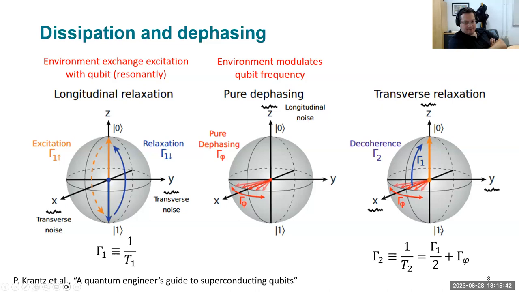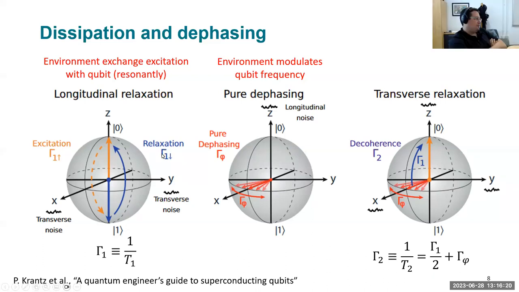Okay, and then what's the difference between decay from E to G versus to thermal equilibrium? So this depends on the environment temperature. So if your environment is completely cold, then your qubit will only have this relaxation from 1 to 0. And if your environment temperature is a good fraction of your qubit frequency or comparable, then you'll also have a strong excitation process from 0 to 1. And both of these are called longitudinal relaxation.